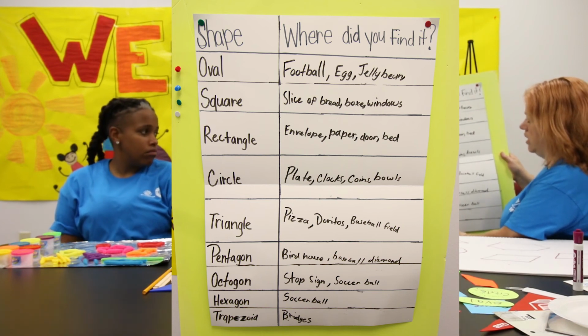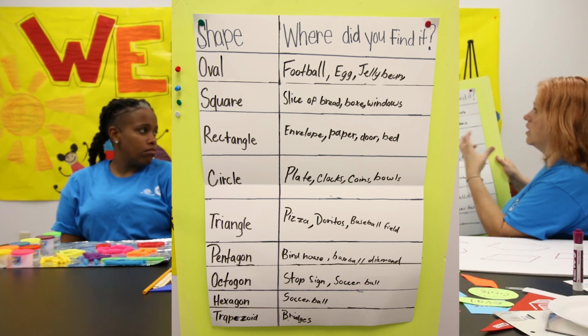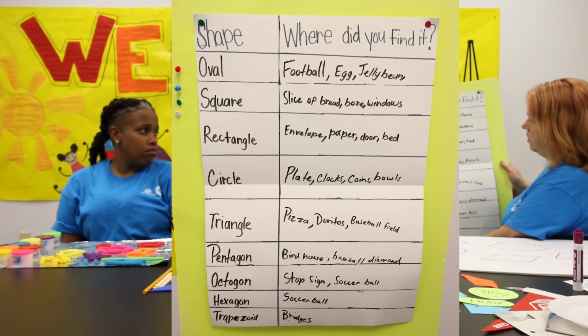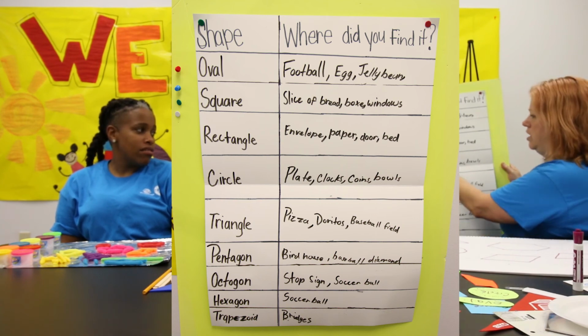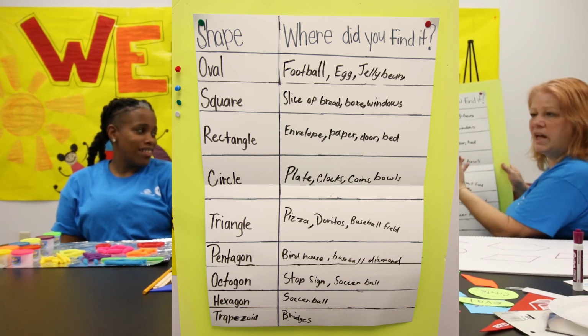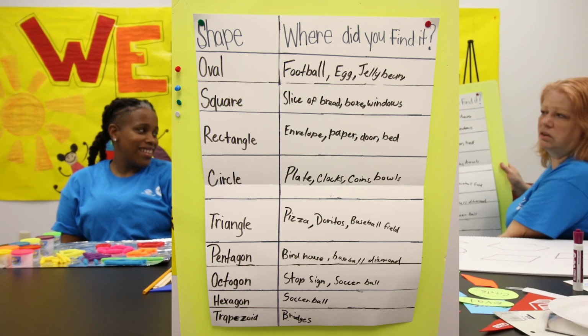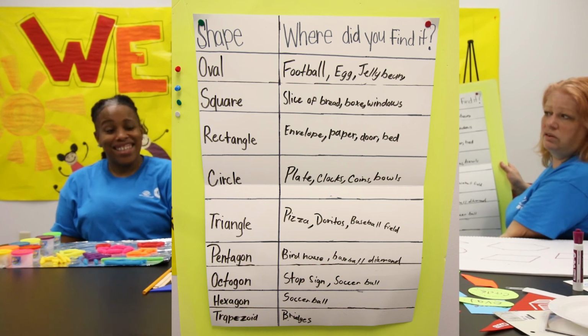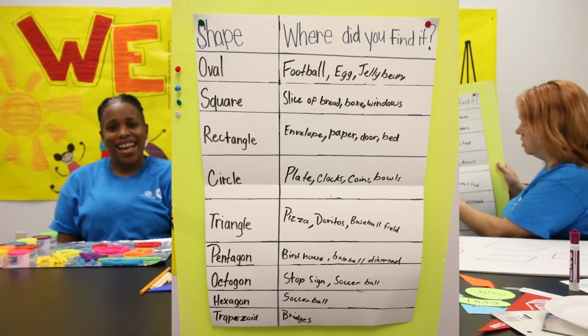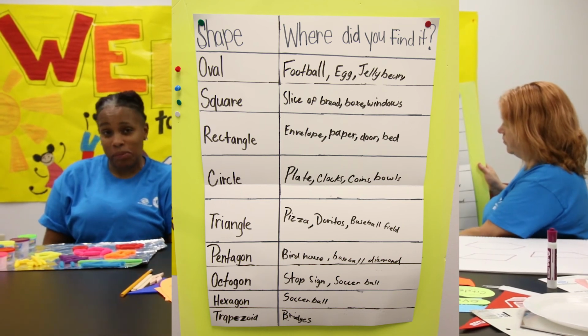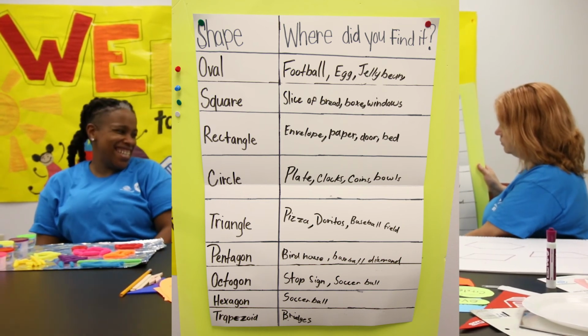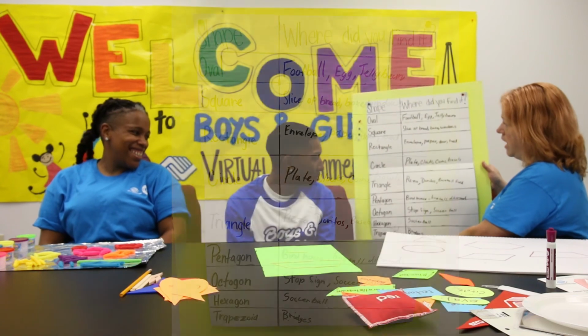And what was the most diverse one? What has the most different kinds of shapes in the household? The rectangle. The rectangle, I think, too. Yes. Going from an envelope to a door to a bed, a lot of items in your house are made out of a rectangle. And as well as the triangle. As well as the triangle, yes. Everybody loves pizza. So yeah, there's a lot in the house and a lot not in the house.